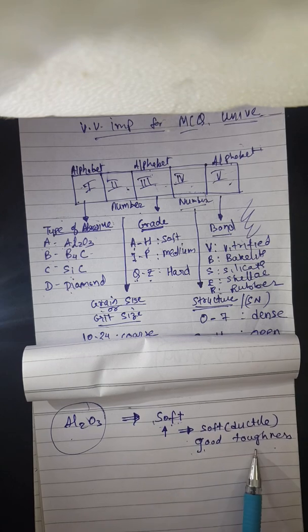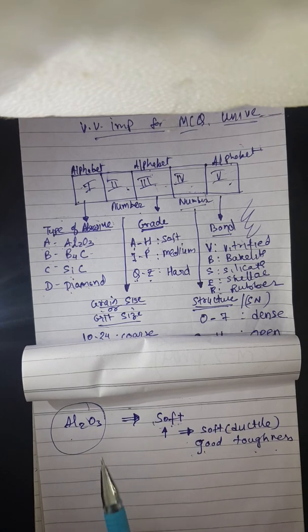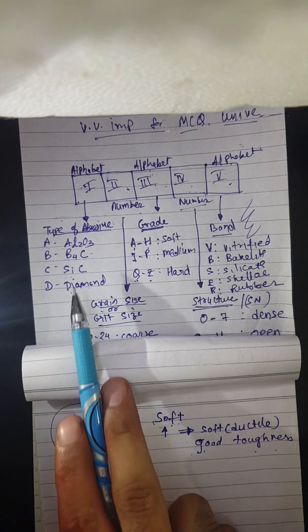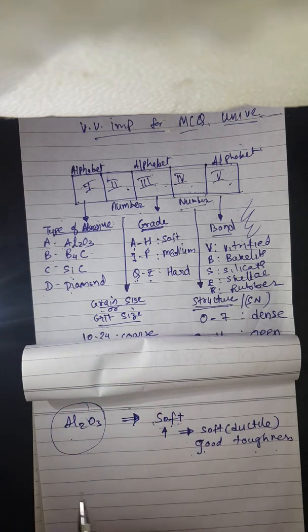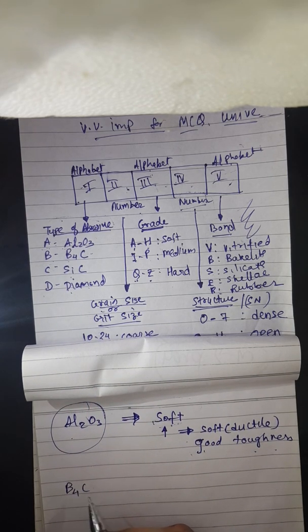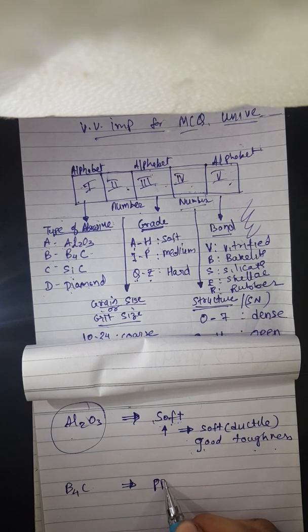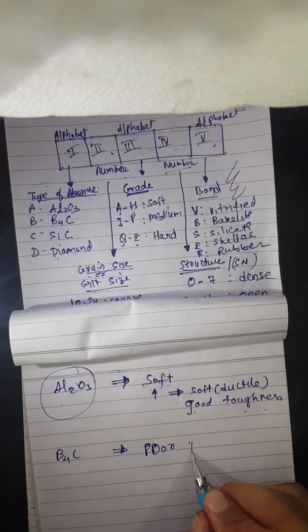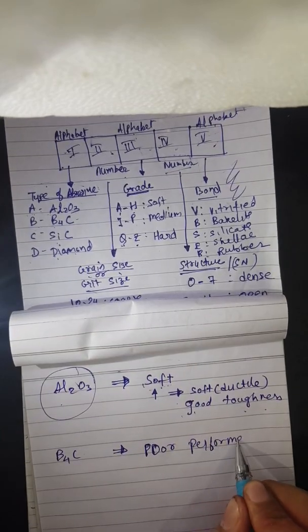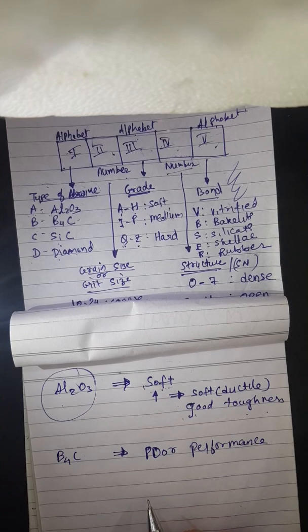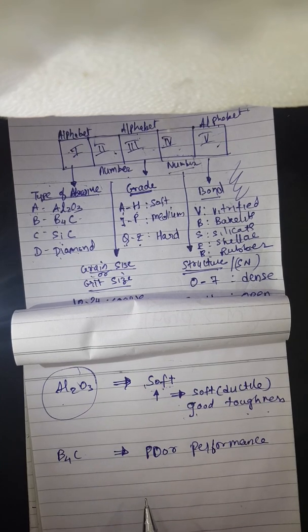Now, as it is relative, I'll come to the other types of abrasives as well. When I'm talking about B4C, that is boron carbide, it has been found that it gives poor performance when it is used in the manufacturing of the grinding wheel.